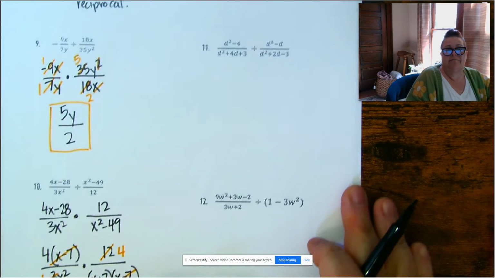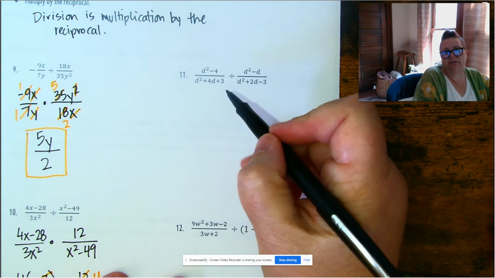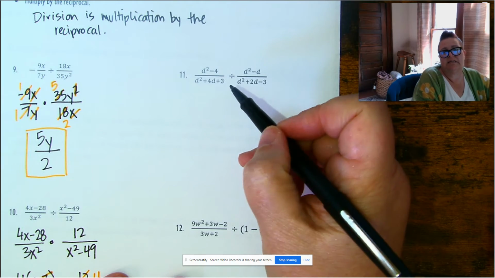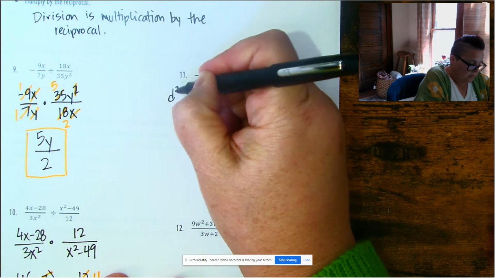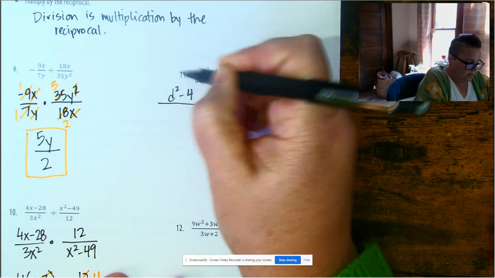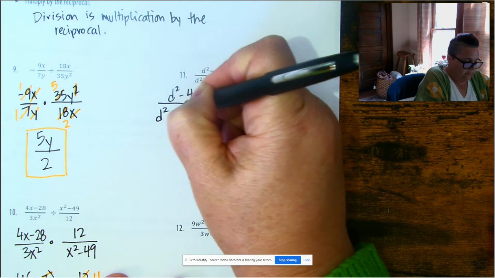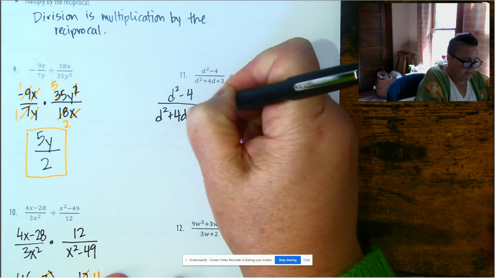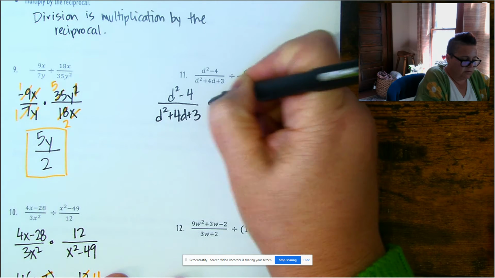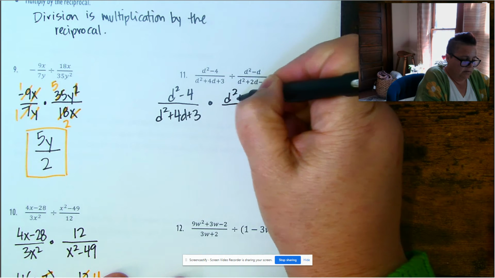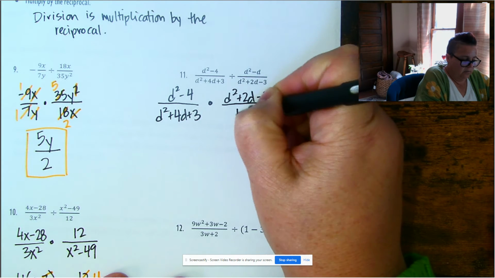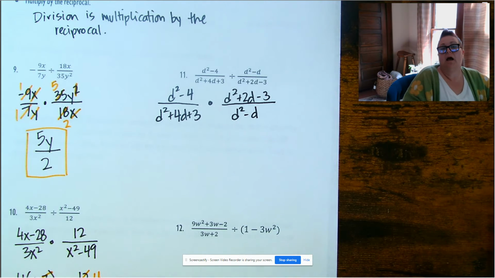Okay. Problem number 11, same idea. This is a division problem, but we're going to use the concept from numbers that you keep the first. D squared minus 4 over d squared plus 4d plus 3. You change the division to multiplication, and then you flip or use the reciprocal, d squared plus 2d minus 3 over d squared minus d. Again, I like to write out the keep, change, flip part first. Now I'll go back and factor.